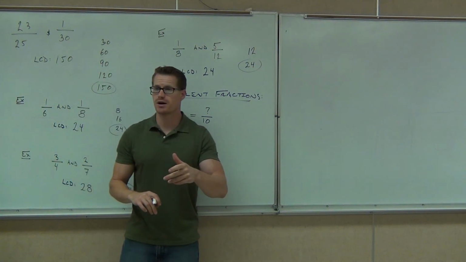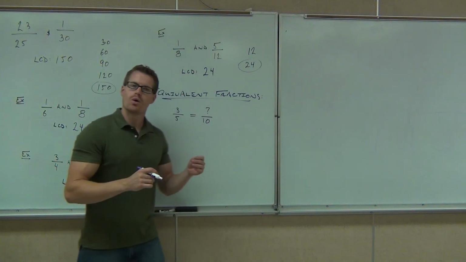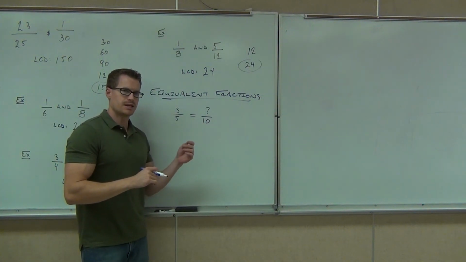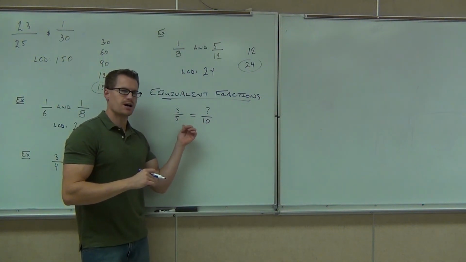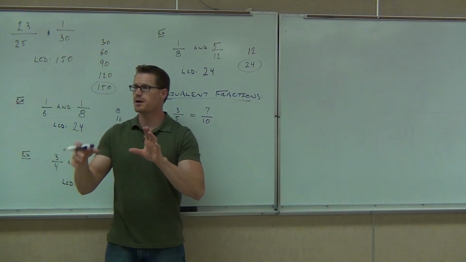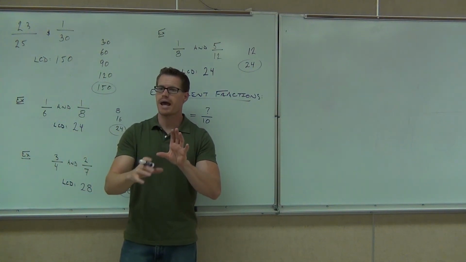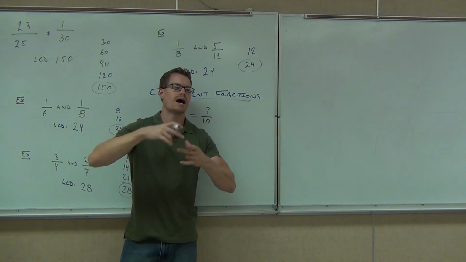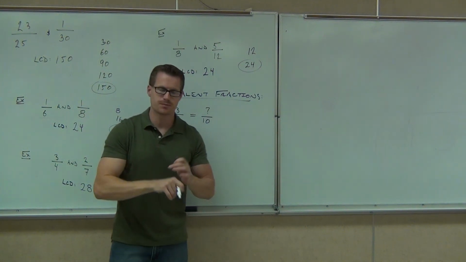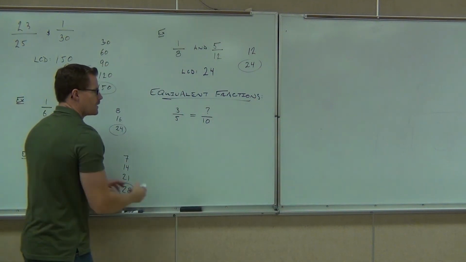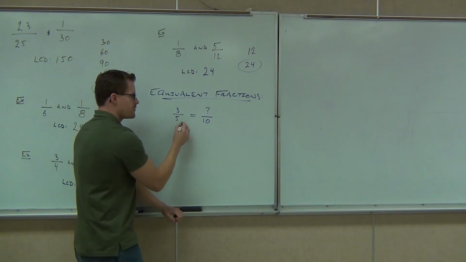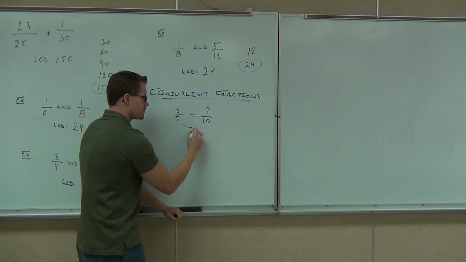And here's how you figure this out. What you got to ask yourself is, what number did I need to multiply by in order to get from 5 to 10? Because what we know is if we multiply the denominator by a number and the numerator by the same number, you'll have an equivalent fraction. That's the idea. So let's do that. What number do you have to multiply 5 by in order to get 10? 2.